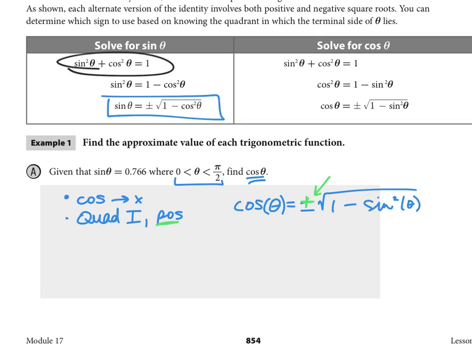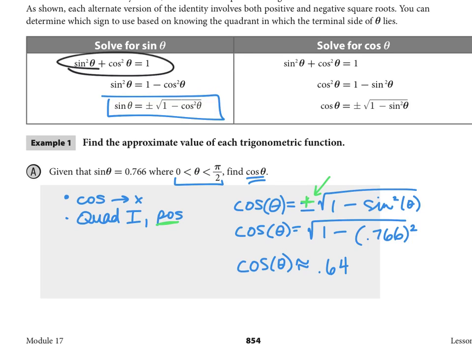So if I go ahead and plug my values in, then I'm just going to do cosine of theta equals, I want the positive version, so the square root of 1 minus sine squared. And sine squared, let me actually write this out. This is going to be 0.766 squared. And then I'm just typing that in exactly like I just wrote it. So my value, because this is not an exact value, I'm going to say that this is approximately 0.6428 is the approximate value of cosine theta. All right, let's look at one more example.